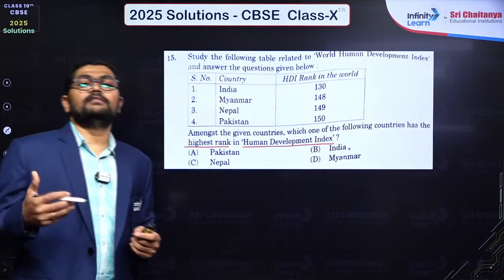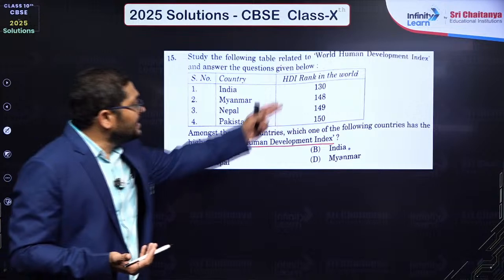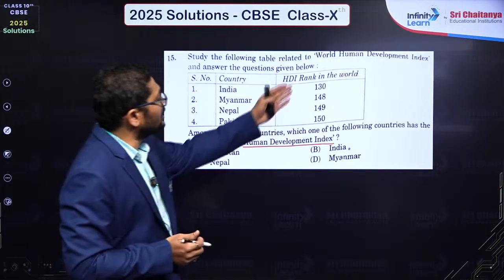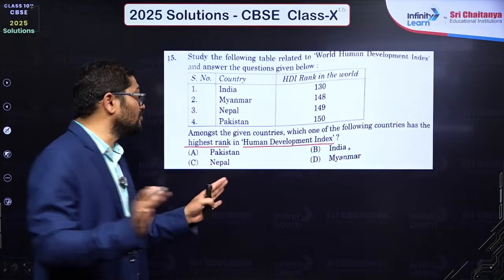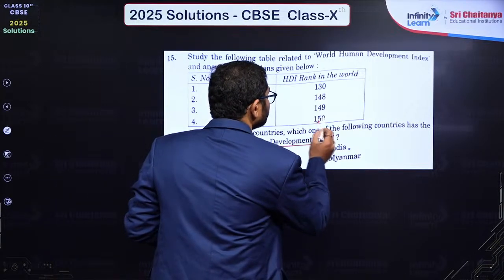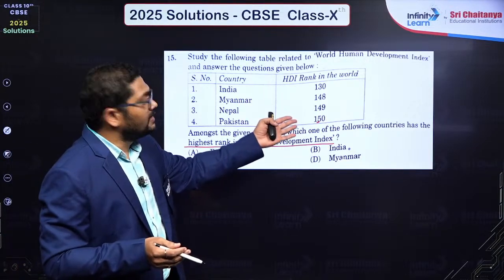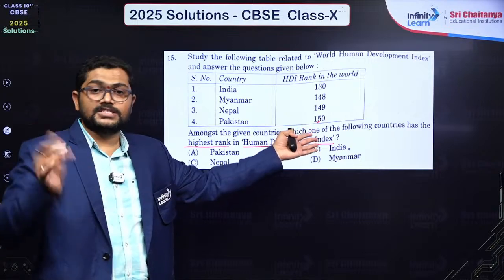So normally whenever we see highest, we tend to choose the highest rank given for which country. For example, if you see out of these 4 countries that are mentioned, if I say highest number wise, normally we choose what? Pakistan, because the number is biggest. Out of 130, 148, 149 and 150, yes, Pakistan is having the biggest number and we can say it is highest also.